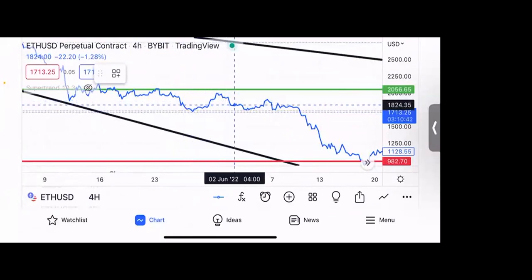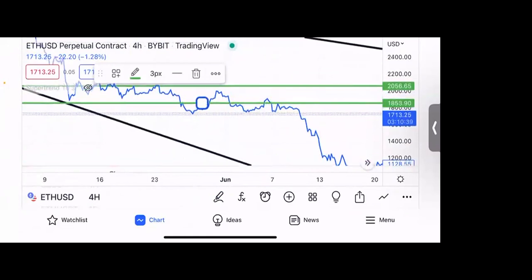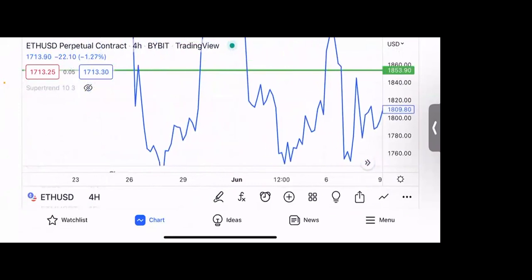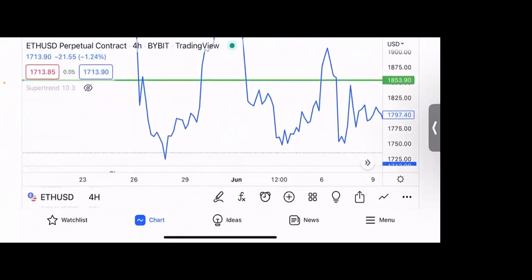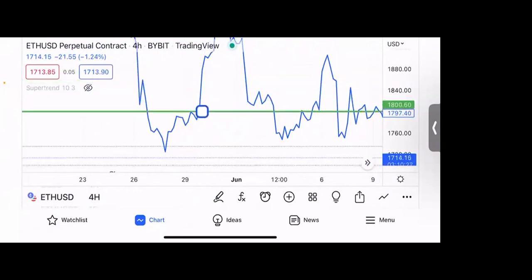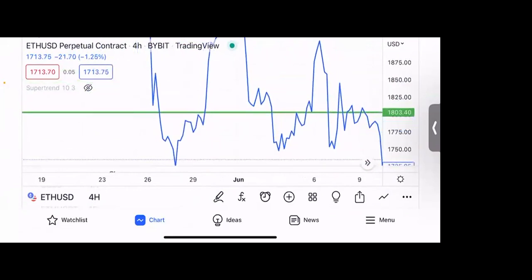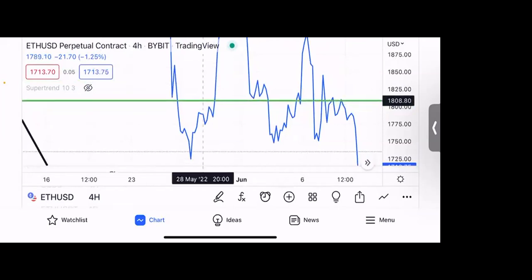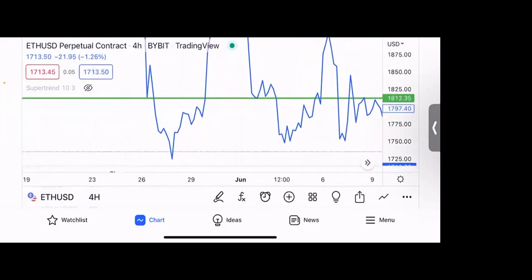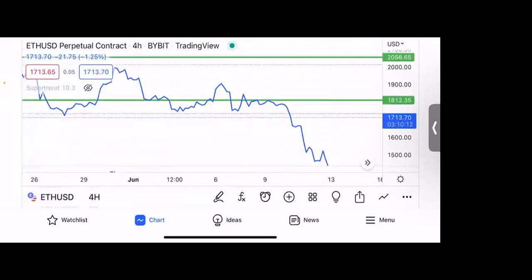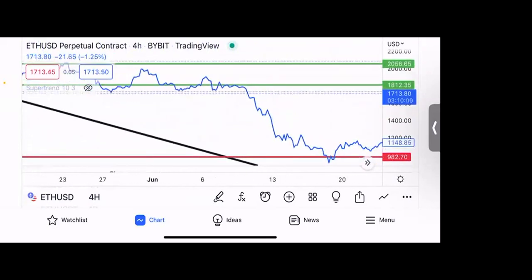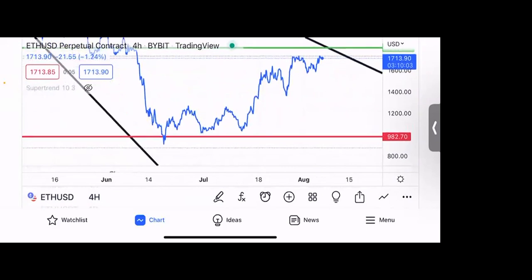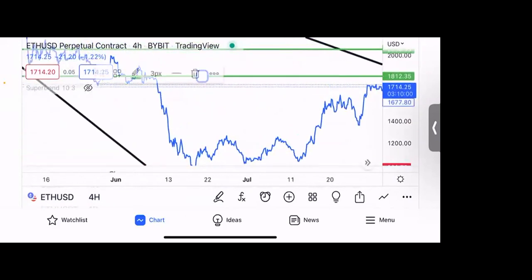1, 2, 3. Actually, it's not a touch. It's actually lower. 1, 2, 3, 4. There. Boom. And then one more touch. Wow, look at that. Perfect.